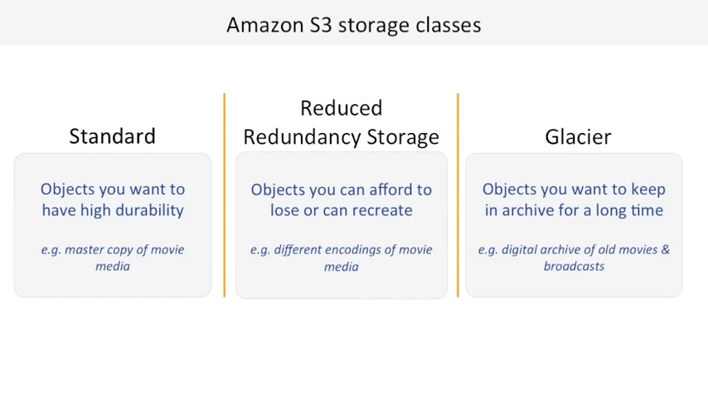Some ways in which you might use the three storage classes: you'd have objects that you want to have high durability in standard mode, such as a master copy of movie media. You might then move different encodings of that movie, different formats, into reduced redundancy storage, because if you lost one, you could recreate it, so you can afford to lose it. And then in Glacier, you might take a digital archive of old movies or broadcasts that you very rarely want to access, but you want to preserve for the future in case you ever need to. So, three storage classes.